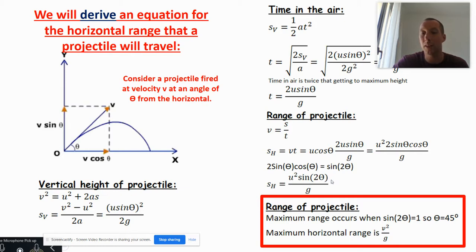Okay, but this equation is basically saying, because of the sine 2 theta, that 45 degrees is the perfect angle to give the maximum range. So if I want the maximum range, I can just say sine 2 theta is equal to 1. And I can just say that the maximum horizontal range is now just u squared over g. Okay, I've called it v squared over g.